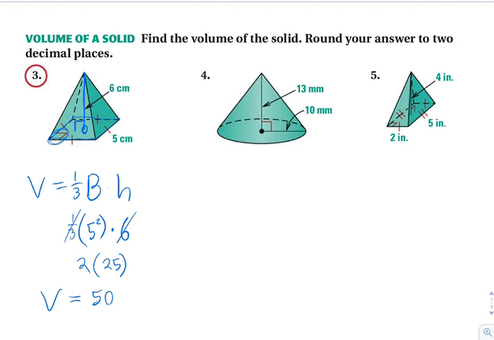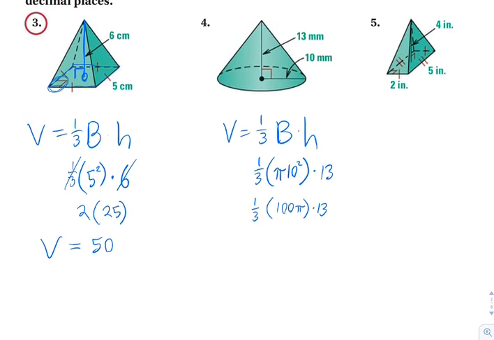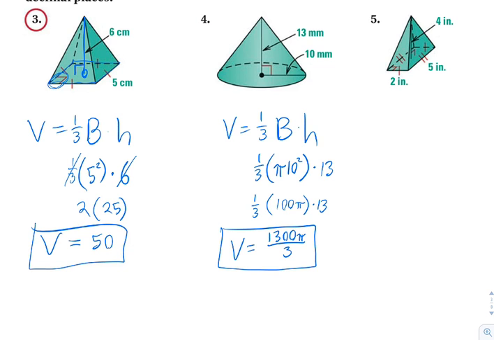Okay, over here, this is still volume is 1/3 the area of our base times our height. So this time the area of our base is pi r squared, or pi 10 squared, times our height, which is 13. So this is 1/3 of 100 pi times 13. Too bad there's not a 3 that comes out. There's no 3 in there. So this is going to be 1300 pi over 3, and that won't simplify at all. But you could plug it into a calculator to get an approximate value.